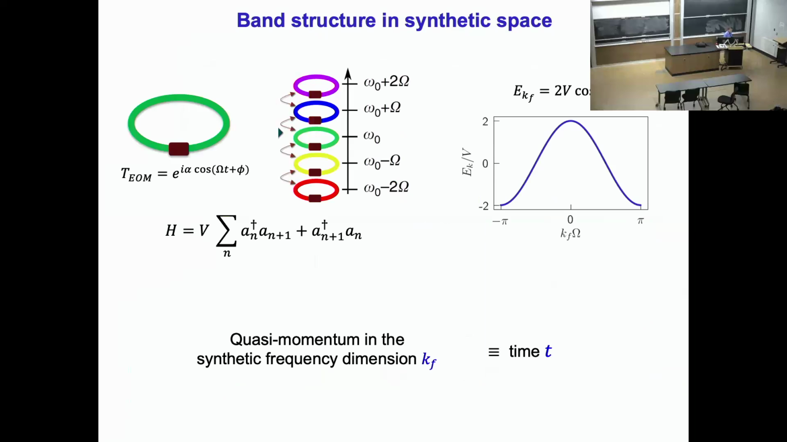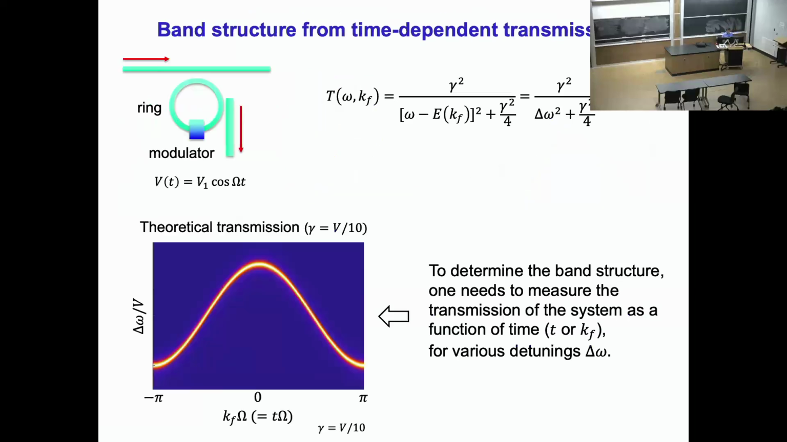Now let me mention some of the experimental background. As I mentioned, if you take a ring and modulate it, you get a one-dimensional tight-binding model. This model is periodic, so you can define a band structure. You can talk about eigenenergy as a function of wave vector. The somewhat amusing part here is the wave vector. This is a wave vector that describes the dynamics of the photon along the frequency axis. And that dynamics is time, so the variable that's conjugate to frequency is time. Therefore, the wave vector here is in fact a time variable. In other words, if you measure the time-dependent transmission, you can read off the band structure of the system.